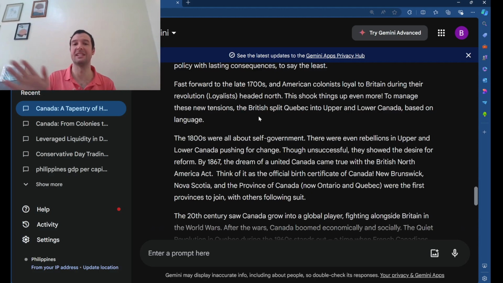Fast forward to the late 1700s, and American colonists loyal to Britain during their revolution, they were called Loyalists, headed north. This shook things up even more. So a bunch of English-speaking people joined, and now this put the numbers of English people to French people in an even bigger ratio. To manage these new tensions, the British split Quebec into Upper and Lower Canada. So Lower Canada, I think, was Quebec, and Upper Canada was Ontario today. So English and French speaking. The positions are not really upper, lower. I'm not sure why it's called that way.